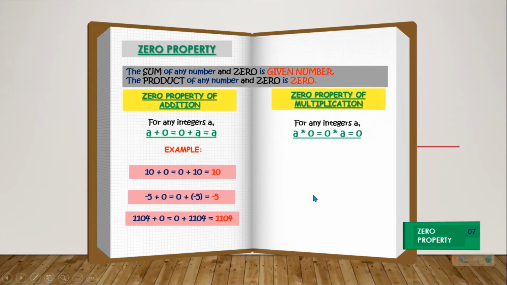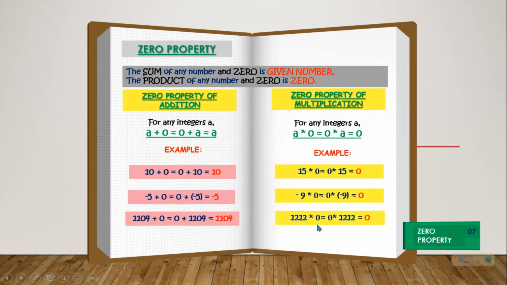And then in multiplication, we have 15 times 0 is equal to 0 times 15 is equal to 0. So, any number multiplied by 0 is still 0. Negative 9 times 0 is equal to 0 times negative 9 is equal to 0.